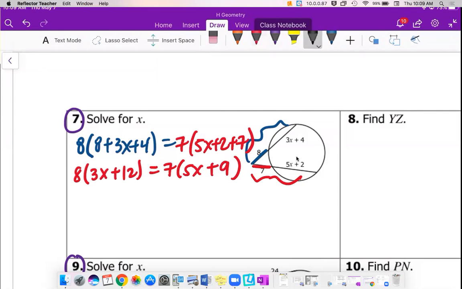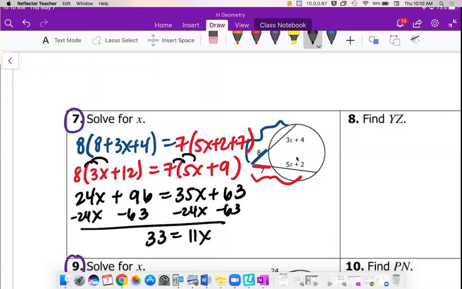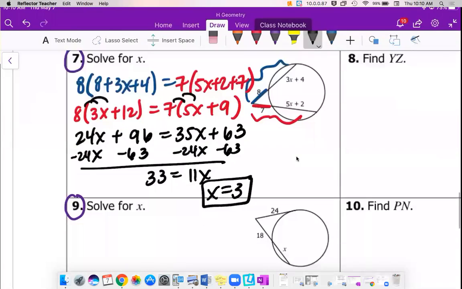Then your next step is going to be to distribute. So 24x plus 96, 8 times 12, equals 35x plus 63, 9 times 7. And then just do your algebra. So let's see, let's subtract 24x and subtract 63. And we get 33 equals 11x over here. So then if we divide by 11, we get x is 3. And then we're all done.